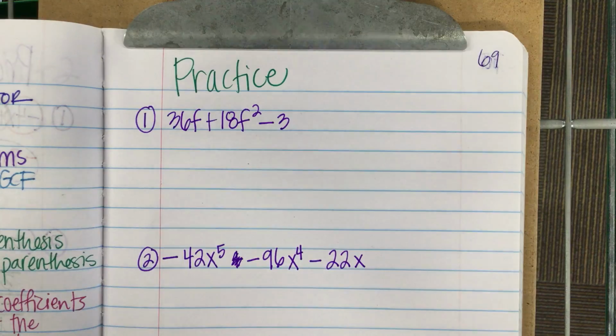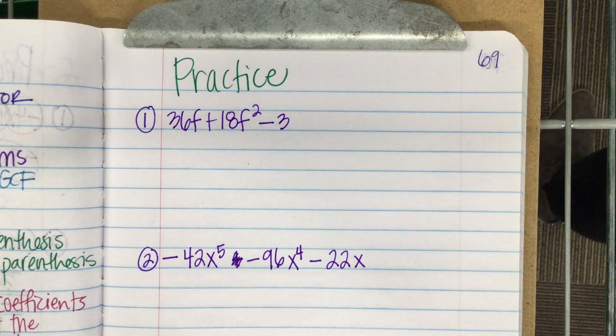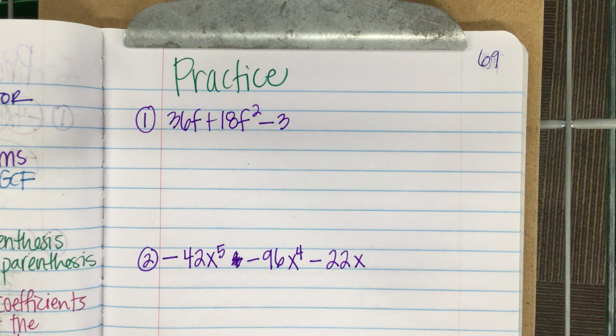All right, so the first one, 36f plus 18f squared minus 3. I have a problem with it. My issue with that trinomial is that it is not written correctly. I need to rewrite it so that it's in standard form.